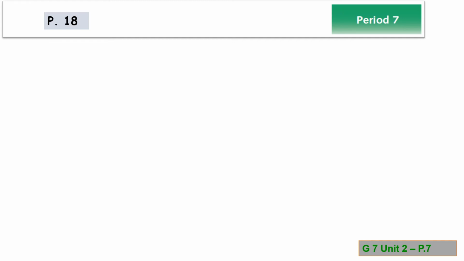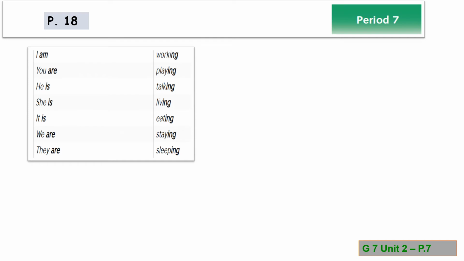Period 7, page 18. In the last lesson, we took the present continuous. We learned that we use the verb to be am with I, and we use the verb to be are with any plural pronoun or name, like you are, we are, they are. And you also took the verb to be is, which comes with a singular pronoun like he, she, it, or any singular noun. This is the complete form: am, are, is, etc. I am, you are, he is, she is.